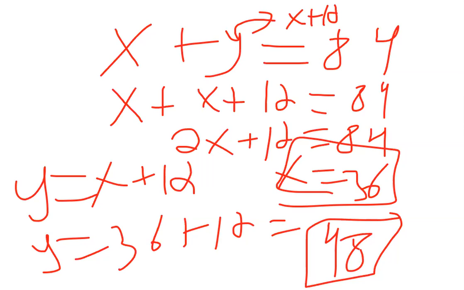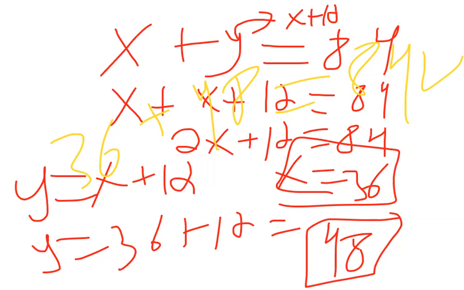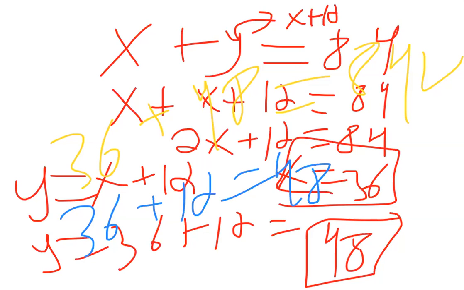Let's see if it works. If you add 48 and 36, you get 84. 36 plus 48 is equal to 84. That's good. And 36 plus 12 equals 48, right? Yes, so that means 48 is 12 more than the other, which is exactly what I want. So those are the two numbers, and you move on.